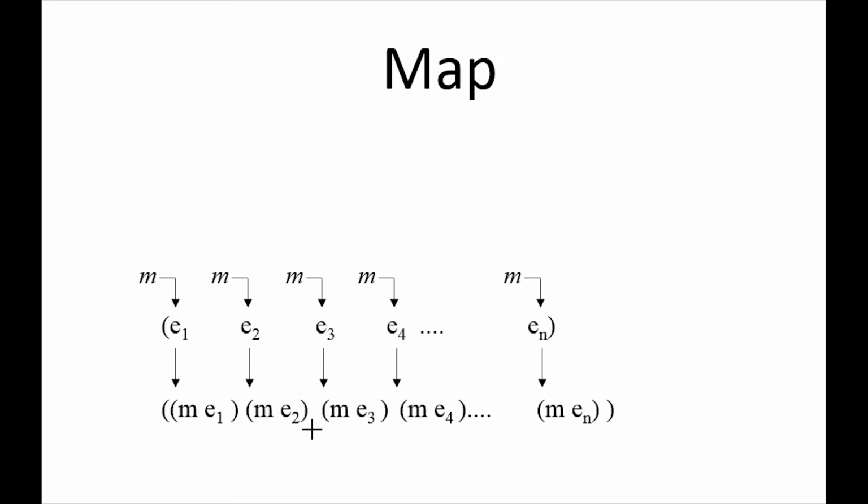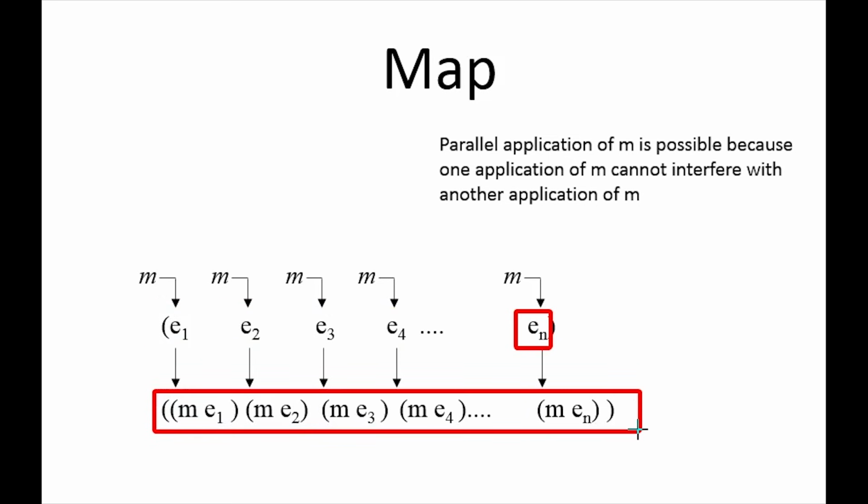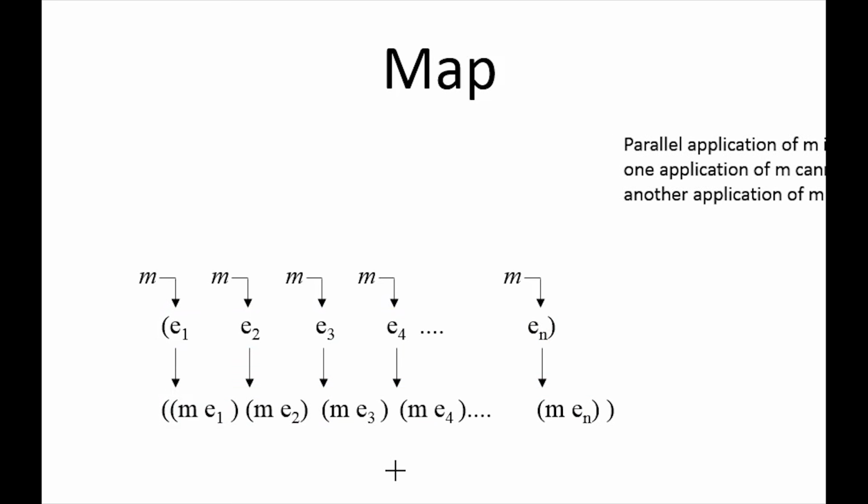We don't know about the order of applications of m. So m may start from the rear end. We may produce this as a first element and move backwards. It may even be the case in a sophisticated Scheme system that m is applied simultaneously and in parallel on all elements in the list, and we get these output values computed in parallel. We don't know about the order.